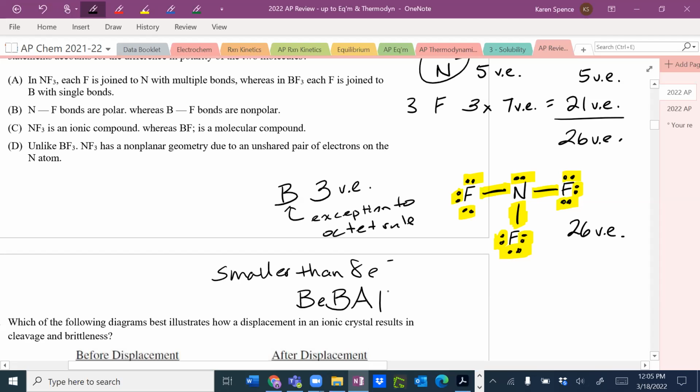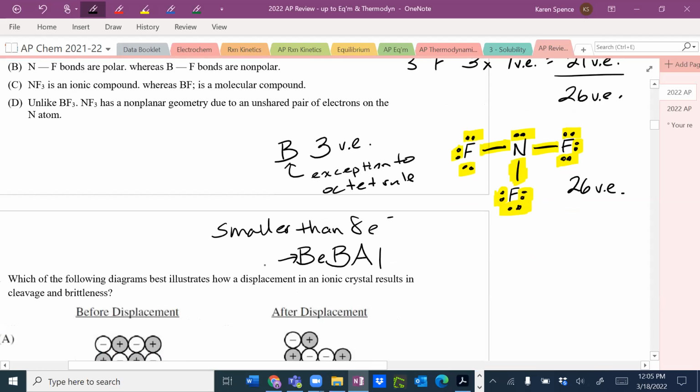Okay. So beryllium needs only 2 to be stable. Beryllium, boron and aluminum each need 6 electrons. I meant 4. I meant 4. Beryllium needs 4 electrons to be stable. Boron and aluminum each need 6 electrons to be stable.